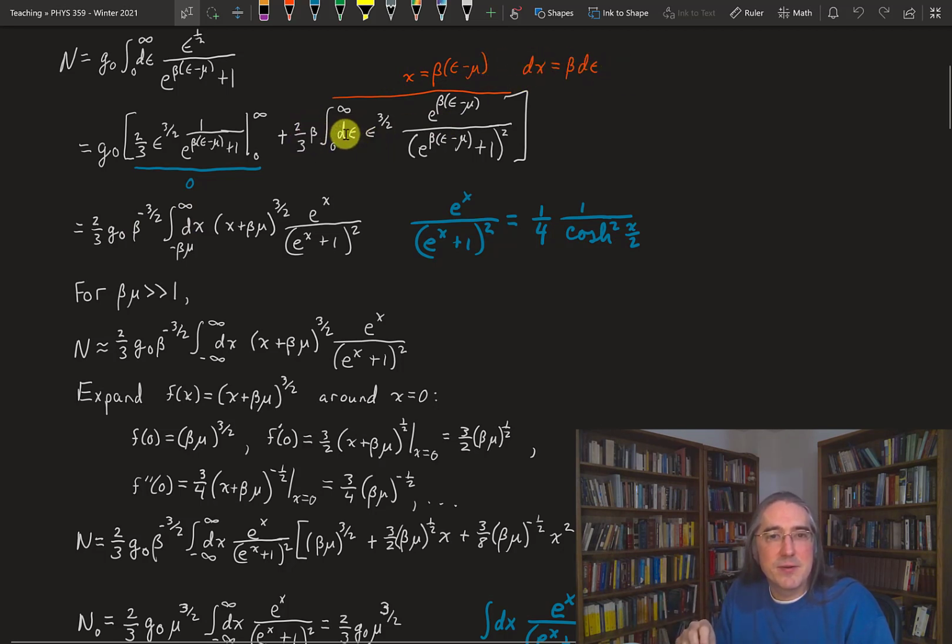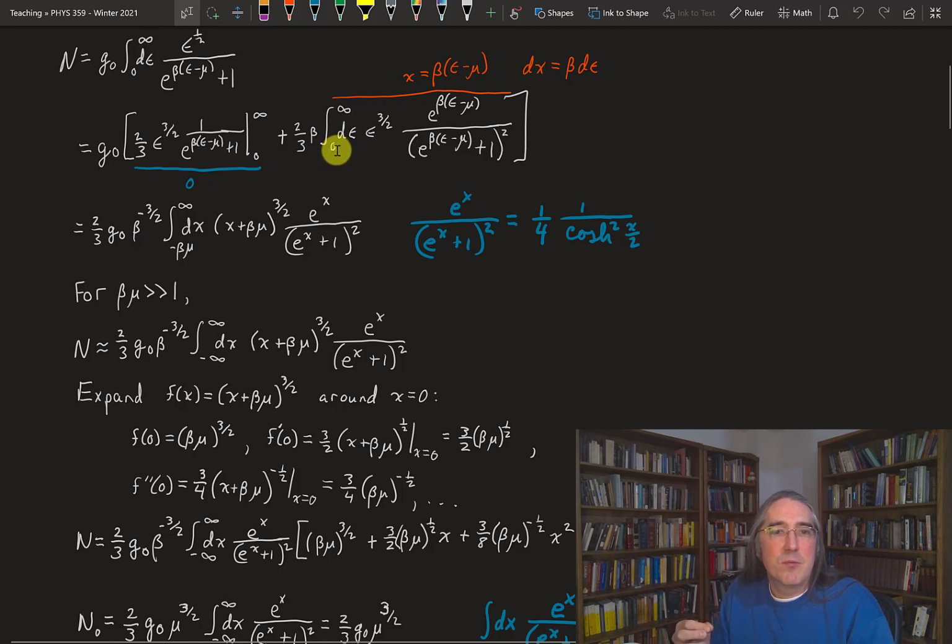Great, we had this beta floating around that we didn't want anyway. That'll get folded in to make dx. These guys are already in terms of x. The epsilon is a little bit of a problem, so what do? Well, if we multiply by beta to the 3/2 over beta to the 3/2, this is going to sit out front. Then we've got beta epsilon. What is beta epsilon? Sorry, when we bring it over, it's x plus beta mu. So this epsilon will turn into x plus beta mu, and the normalization out front.